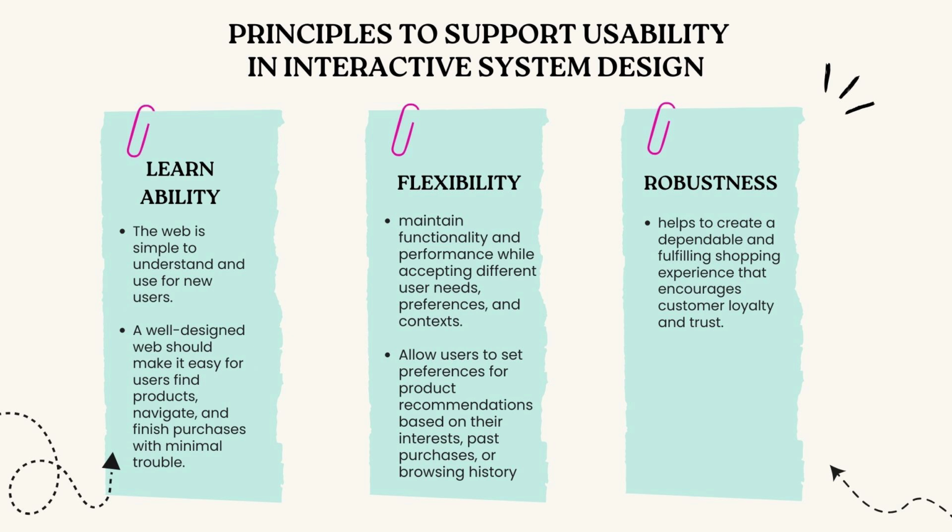Flexibility is about maintaining functionality and performance while accepting different user needs, preferences, and context. For example, based on this scenario, it allows users to set preferences for product recommendations based on their interest, past purchases, or browsing history. And the last one is robustness. Robustness can help to create a dependable and fulfilling shopping experience that encourages customer loyalty and trust.